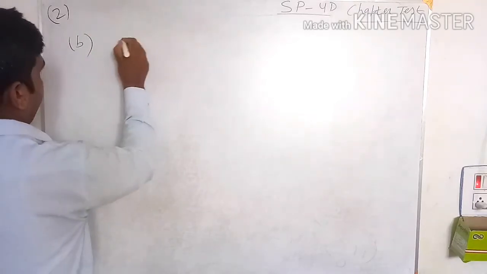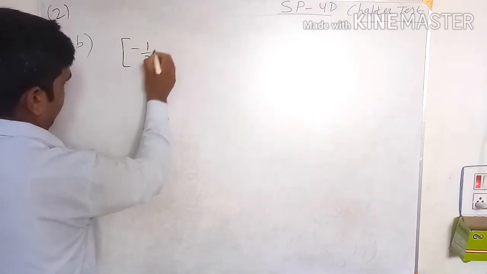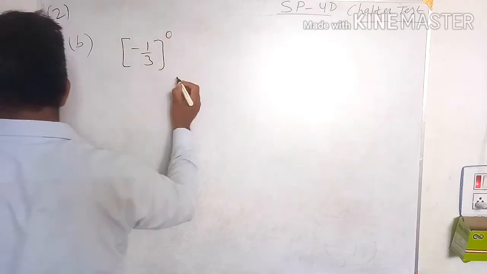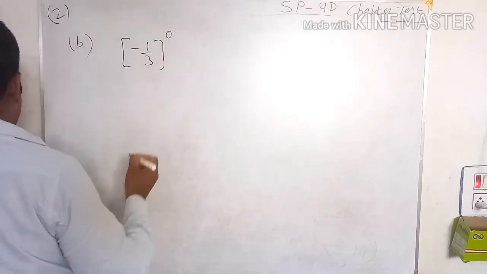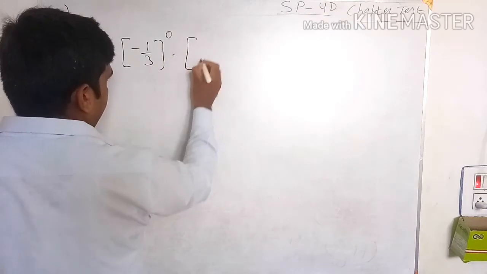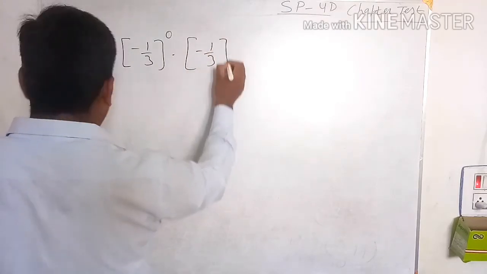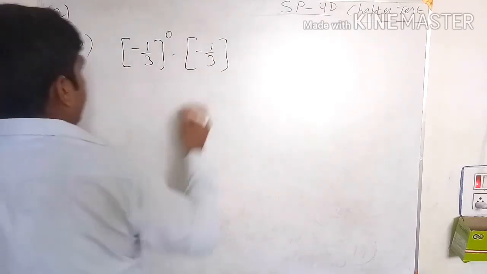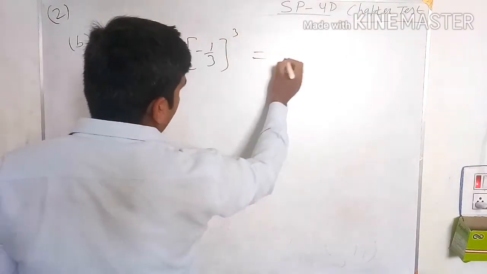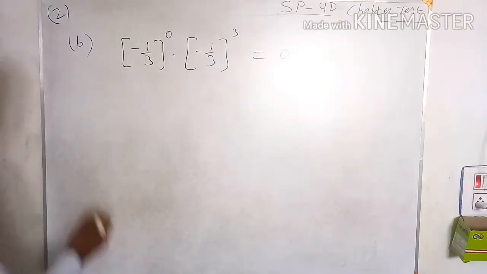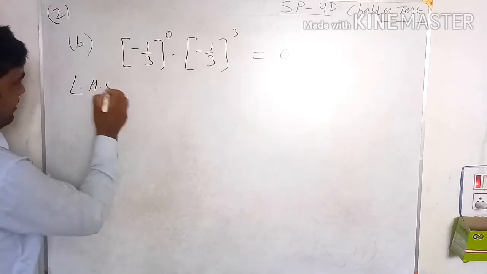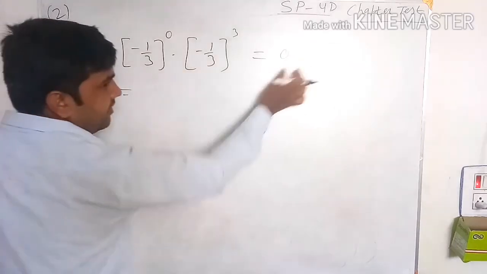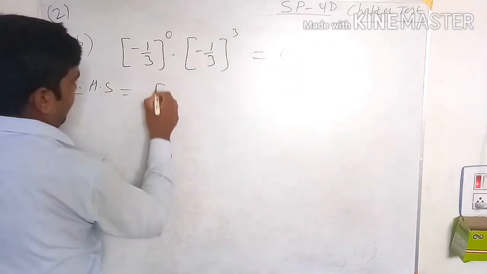See the question number 2B: minus 1 by 3 to the power 0 multiplied by minus 1 by 3 to the power 3 equals 0. Whether this equation is true or false. So we will solve on the left hand side. This is the left hand side, this is the right hand side of the equation.